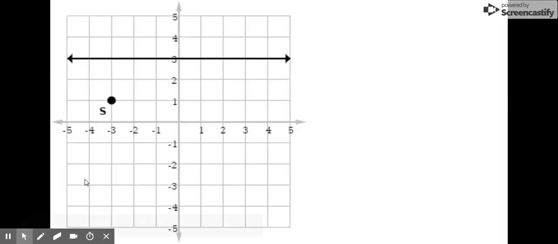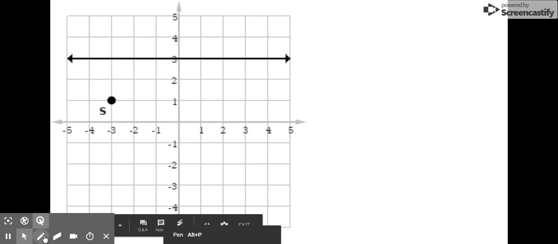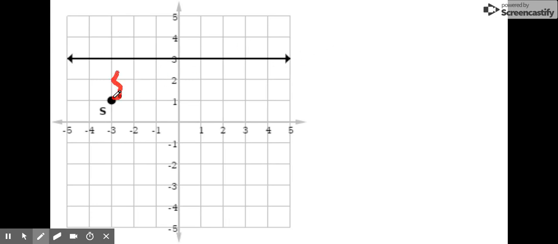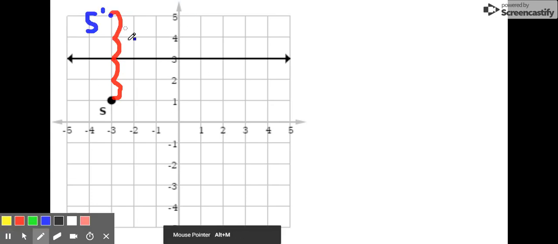When you're reflecting over a horizontal or a vertical line, it is pretty much as easy as just counting the spaces. So over here with S, we're reflecting over this line right here, y equals 3. So we're just going to count 1, 2, and then go 2 more units in the other direction. That way we're 2 units away from the axis of symmetry. So up 2. So S prime is located at -3, 5.